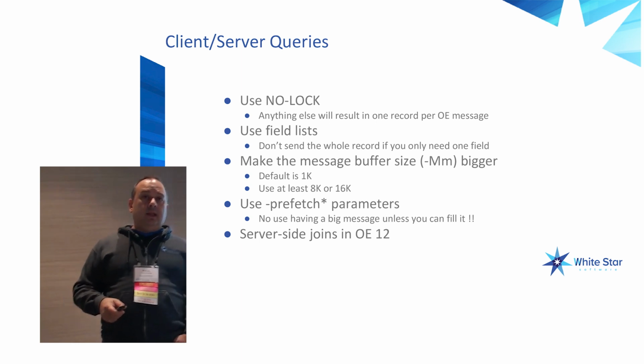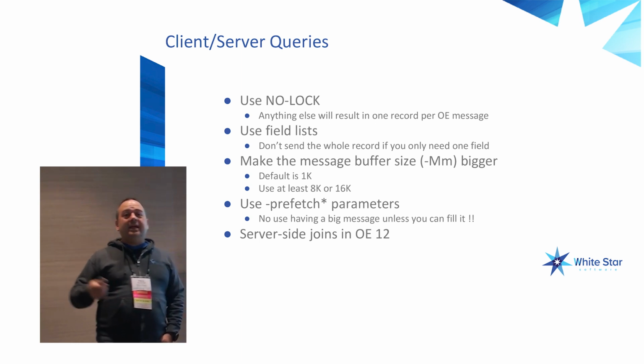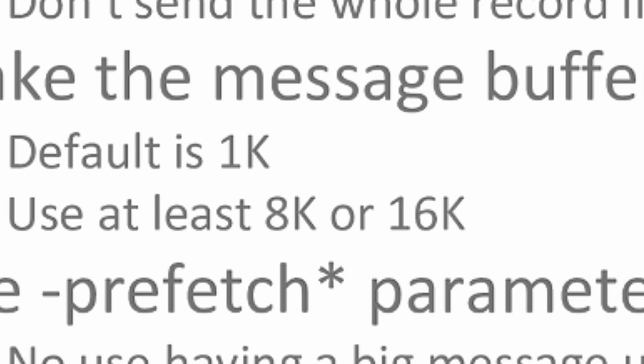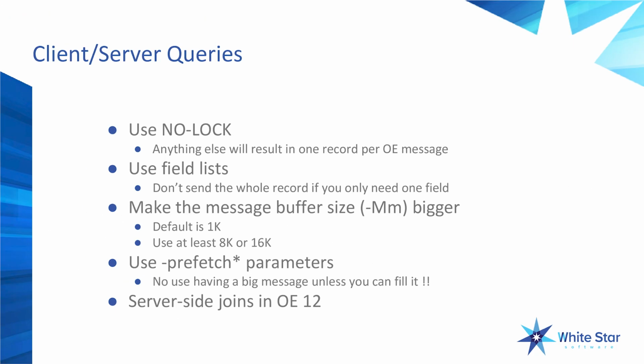Use field lists. We're lazy because most of you programmed from the character days and you just expect all the fields to be there all the time. And you were right when you were in shared memory, because your shared memory user just went into memory and said, I want this field. But in client-server, you've got to take that entire record and ship it across the network. If you only need one field, we'll only ship one field across the network.